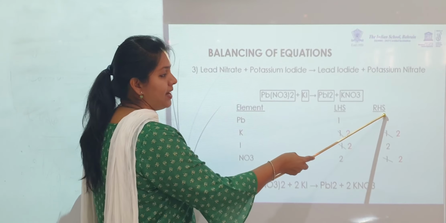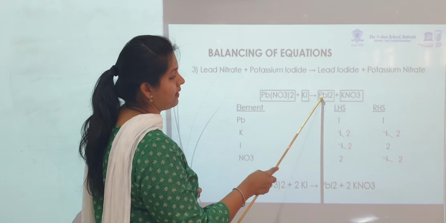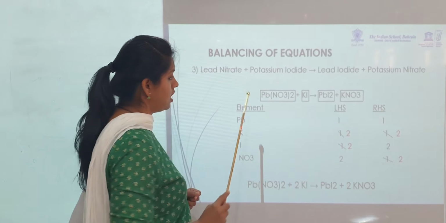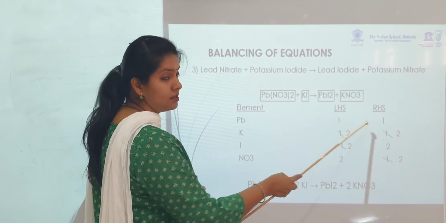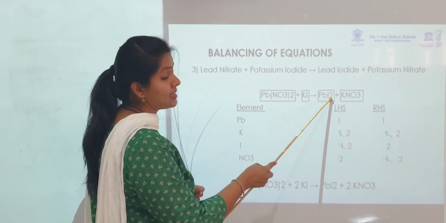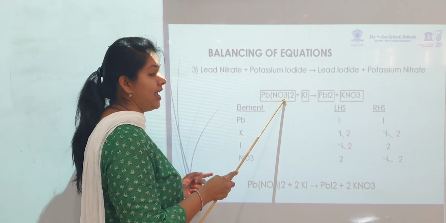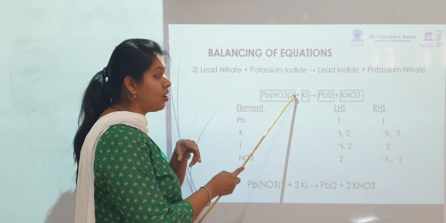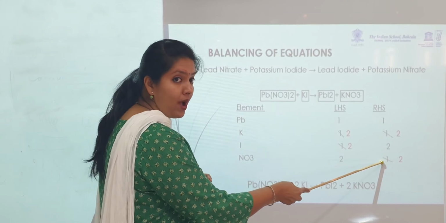Now left hand side, right hand side, list out the number of atoms. Lead on the left hand side 1, right hand side 1. Okay, done. Potassium on the left hand side 1, right hand side 1. That is also done. Iodine on the left hand side 1, right hand side it is 2. So I made it 2. And nitrate on the left hand side I have got 2. This 2 belongs to nitrate and not to lead. Nitrate on the right hand side is 1.